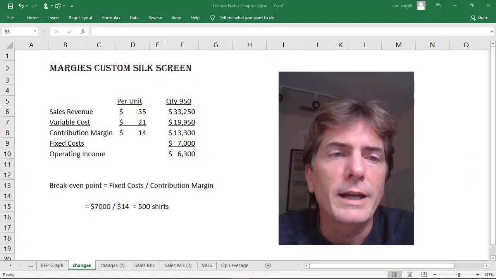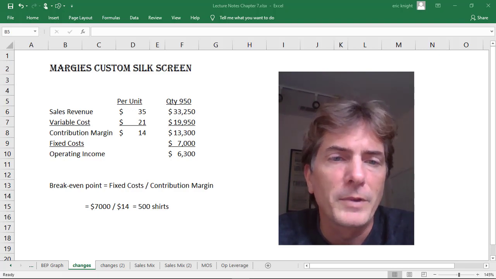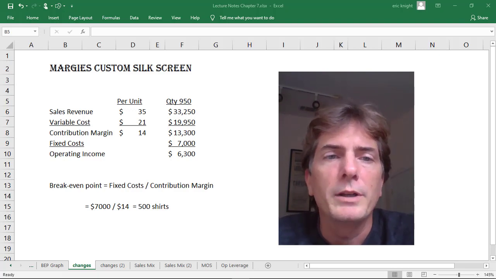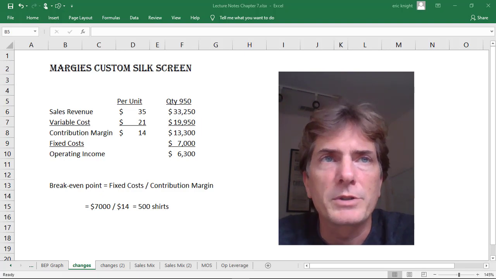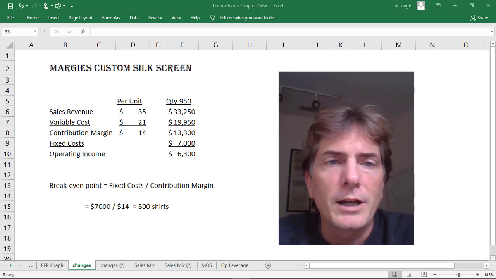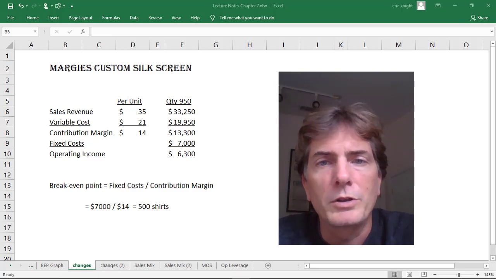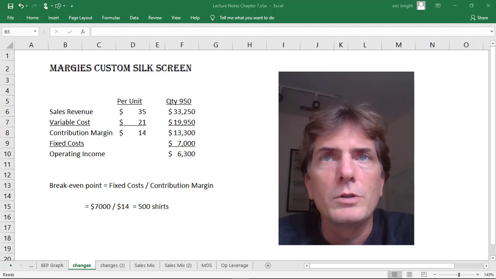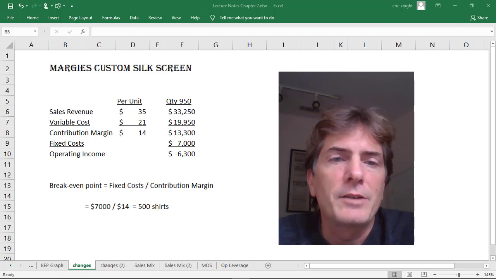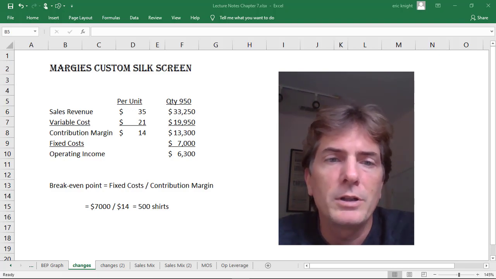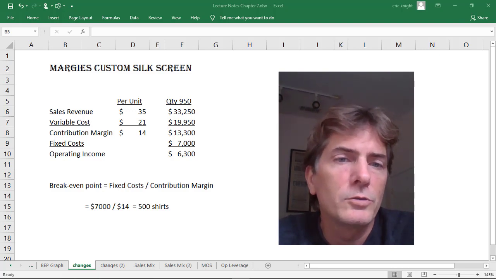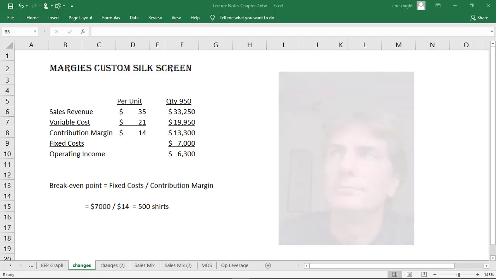In our last lecture, we looked at Margie's custom silkscreen, and we learned about break-even point, and we looked at her cost, volume, profit, income statement. What we're going to look at this time is to take that same example company and see what happened when there's changes that occur. One thing you learn about in business and in life is that changes will always happen. So let's get some tools to analyze those changes and see what kind of impact they have.